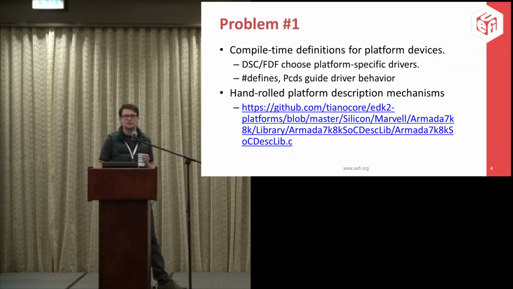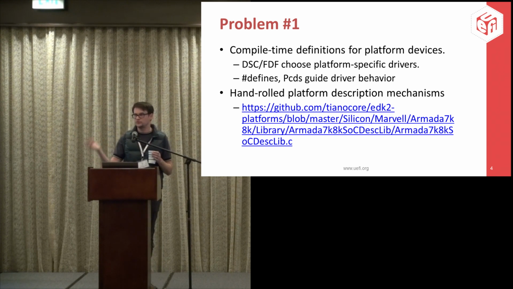Some platforms adopt their own custom ways of having a generic view of the platform. The Marvell Armada 7000, 8000 code, it's an EDK2 platform, so here's a link. It has a library that driver code can query: hey, how many of these blocks do I have? Or how many of those blocks do I have? Again, kudos to that vendor for doing that. Although it's unclear if it's fully runtime, it is still compile time. So it's not as if you can use the same binary on a 7000 and 8000 SoC.